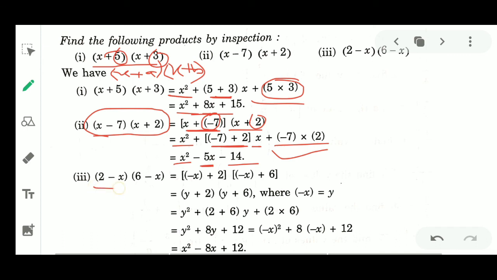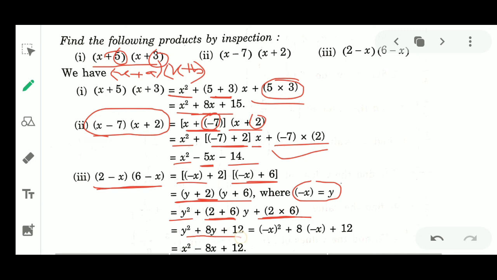Last one is (2 − x)(6 − x). This can be written as (−x + 2)(−x + 6). Here we have taken −x as y. So now this will be in the form of (y + 2)(y + 6). Now by the formula, that will be y² plus algebraic sum of second terms, 2 plus 6, into y, plus product of second terms. So that will be y² + 8y + 12.